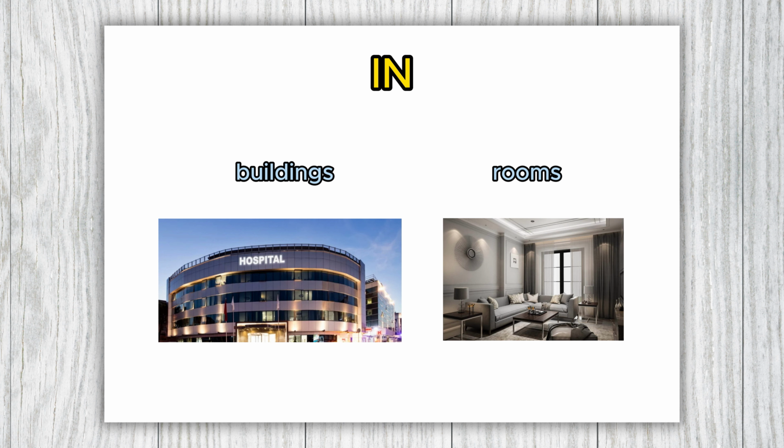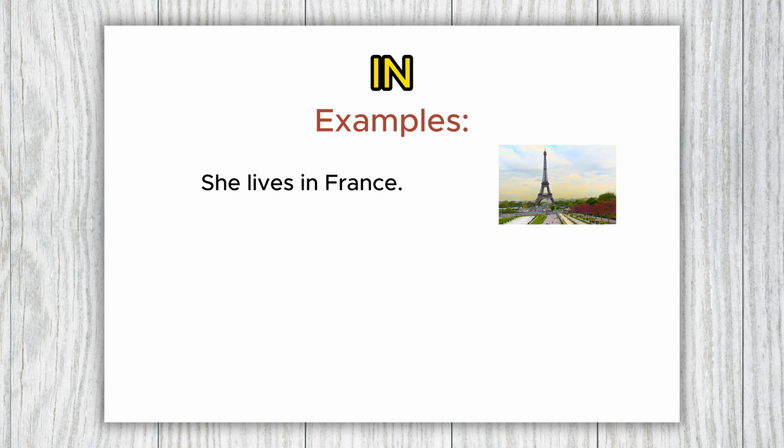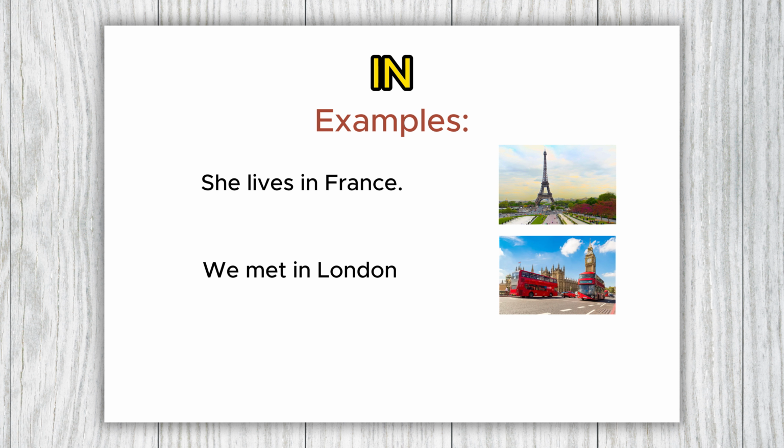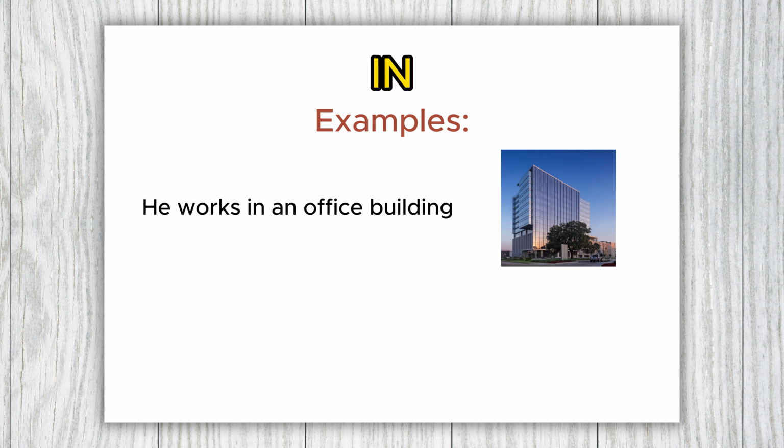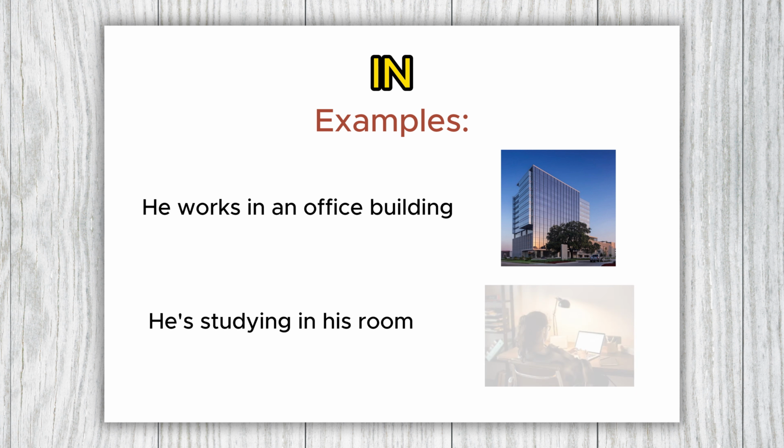Next, we use in with countries, cities, regions, buildings and rooms. For example, she lives in France. We met in London. She grew up in the Midwest. He works in an office building. He's studying in his room.